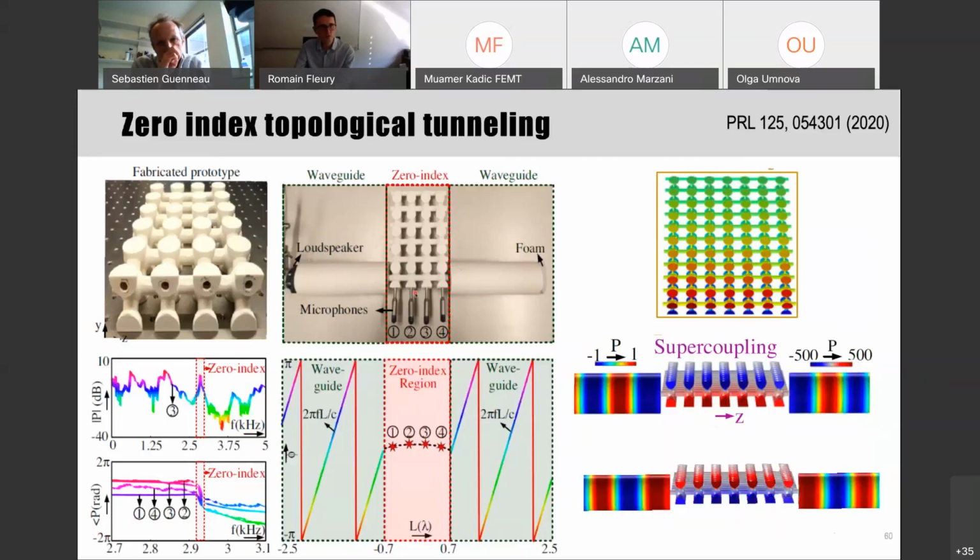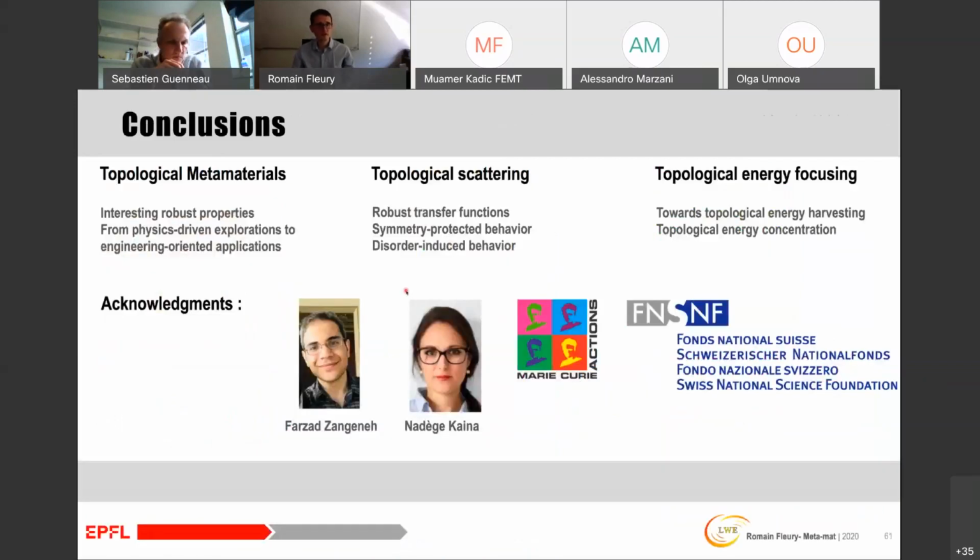All right, so this brings me to my conclusions, and I presented, I would say, a different aspect of topological metamaterials. We have focused a lot on 1D scenarios to try to go from physics-driven explorations to more engineering-oriented applications. And we have asked questions like, can we do filters? Are they robust? Can we do disorder-induced filters? Do we care about disorder that much? What type of disorder are we robust to?